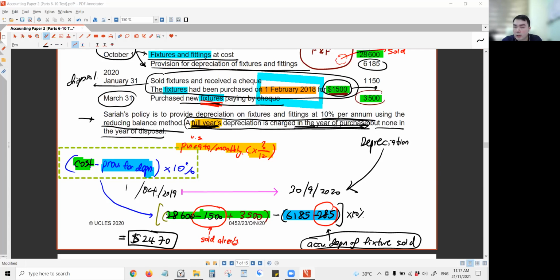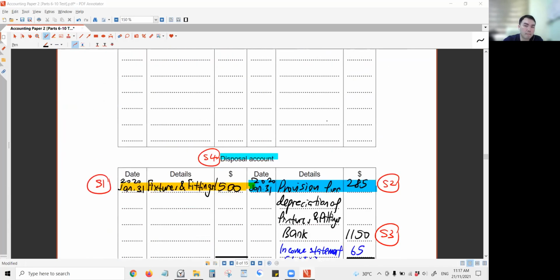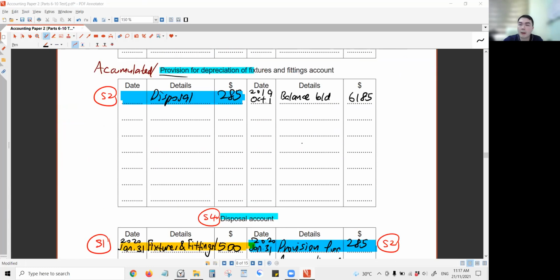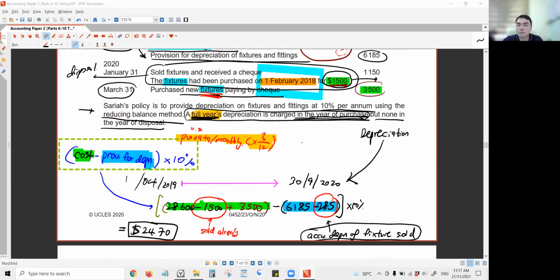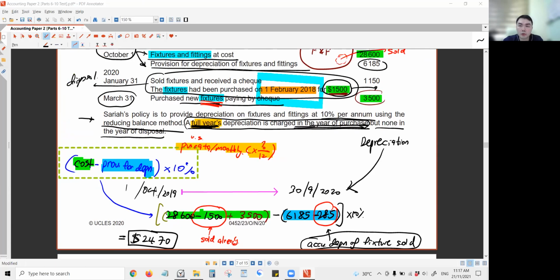You ask me why we don't take account of the value when we sold off the NCA. Which value? Take account of what value? For disposal, we have done the 4 steps and we found the profit or loss on disposal. Oh, because you sold it off already. It says none in the year of disposal. This line, it is this line. None in the year of disposal means for the NCA that you sold off already, you don't have to charge depreciation for it anymore. That's why I remove it.